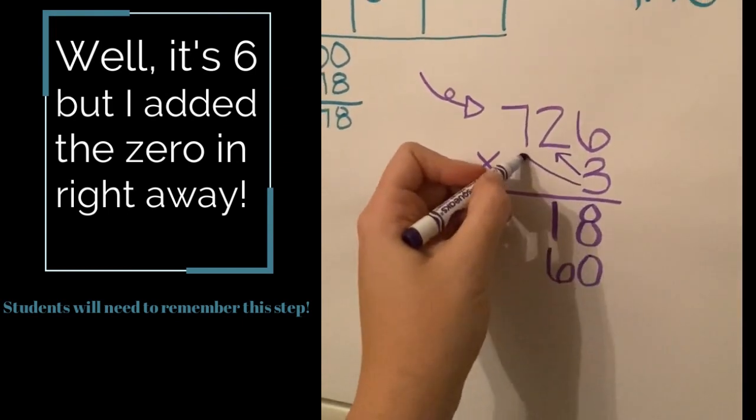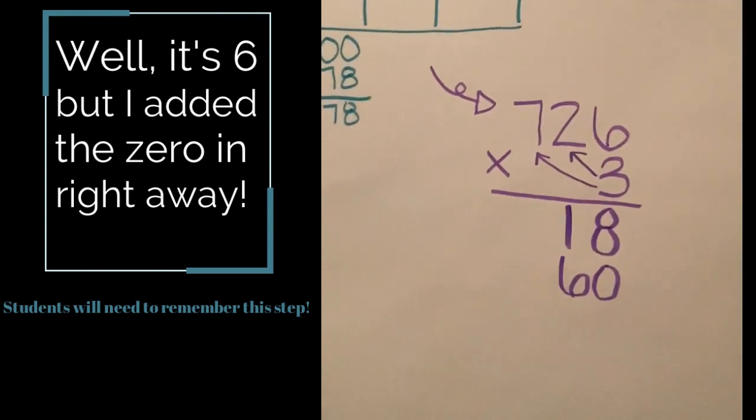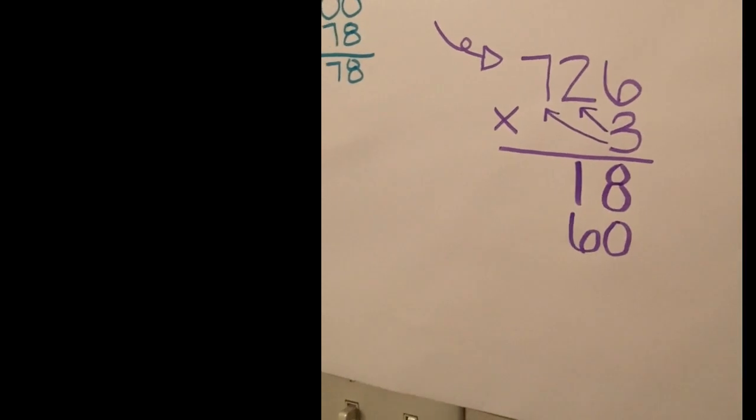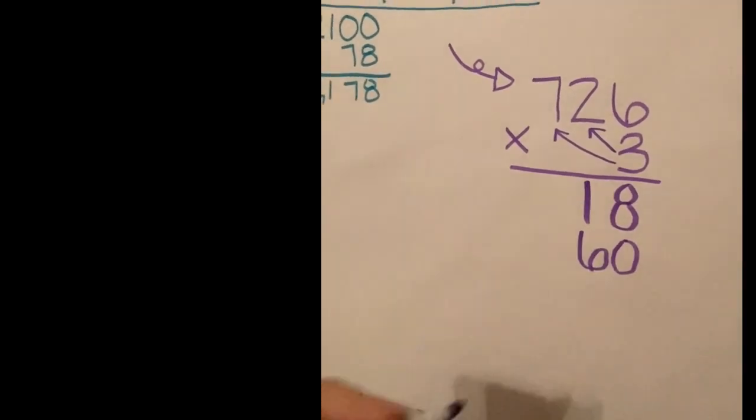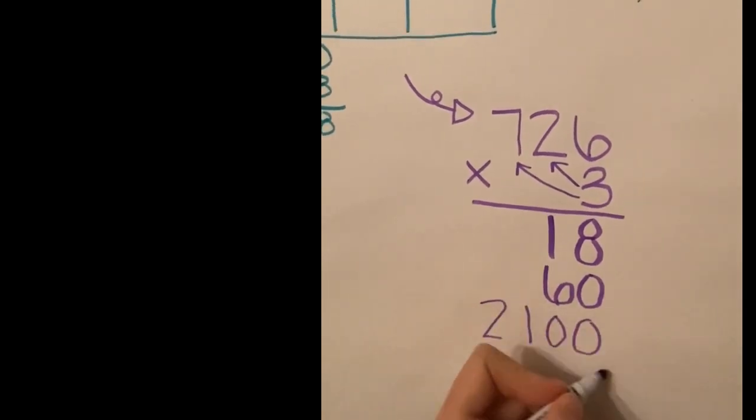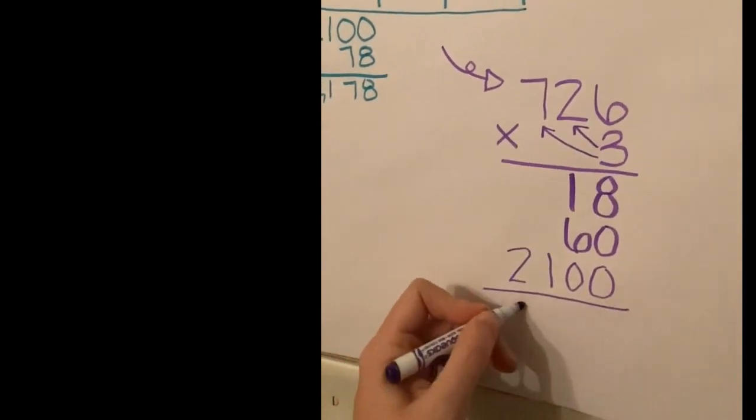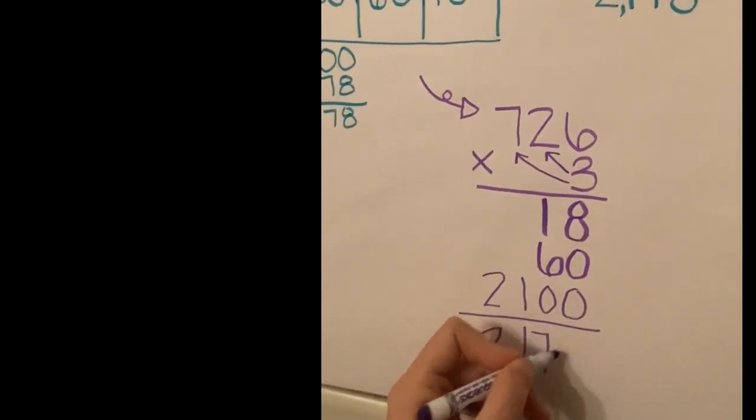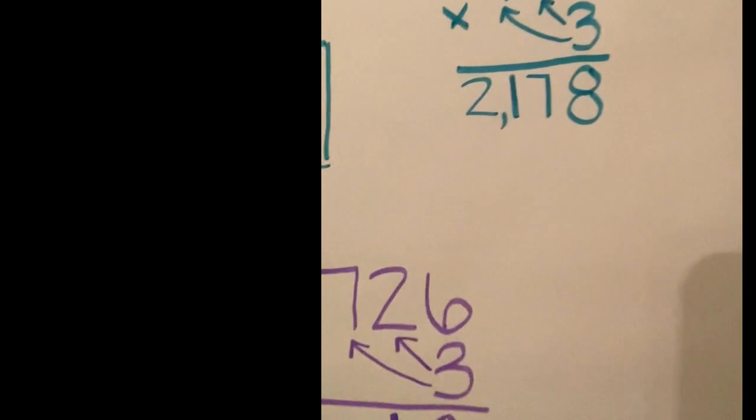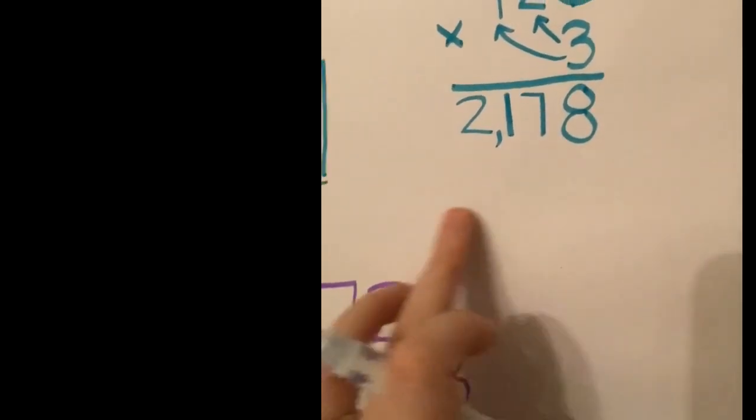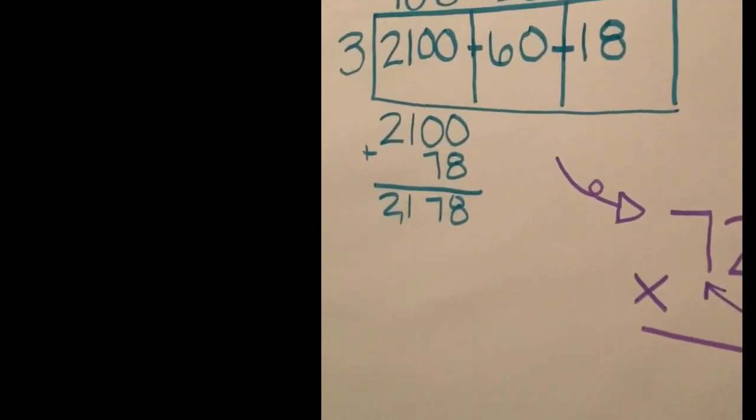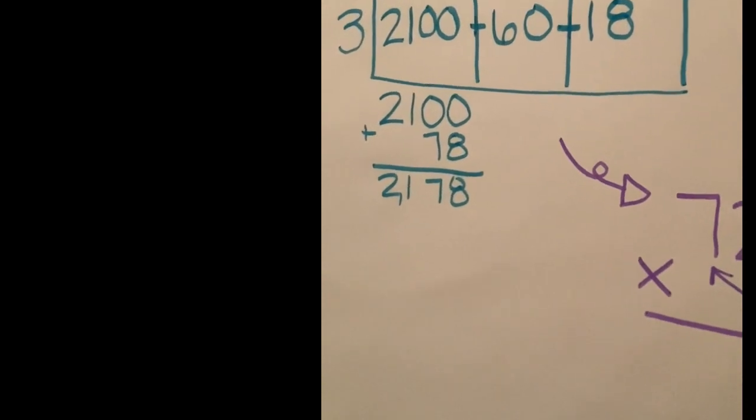Then I would continue on, remembering that this is actually a 700. So I would do 700 times 3, but in my head, I'm thinking, oh, 7 times 3 is 21. And then I need to add in my 2 zeros to make it 2100. And then I would add those all up. And again, we've gotten the same total 3 different ways. Eventually, students will probably simplify it and go to here. But it's nice to start out here to understand the value of each digit.